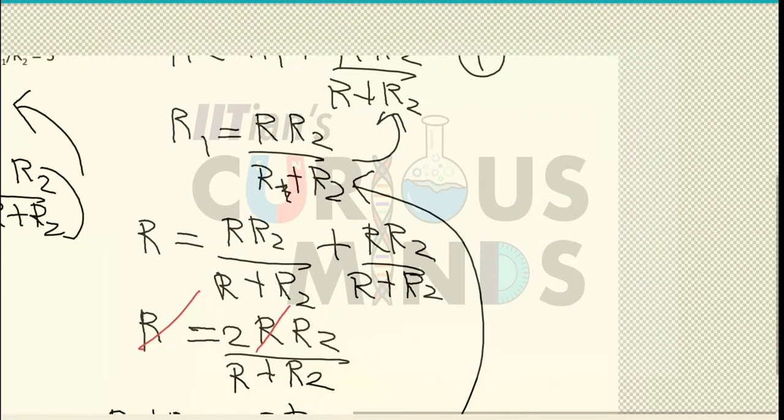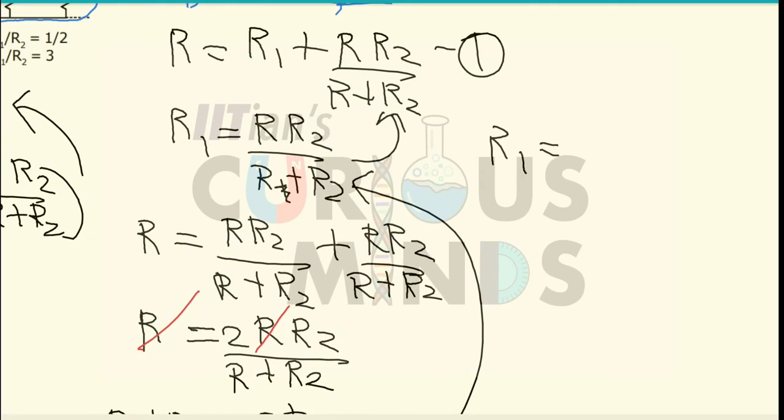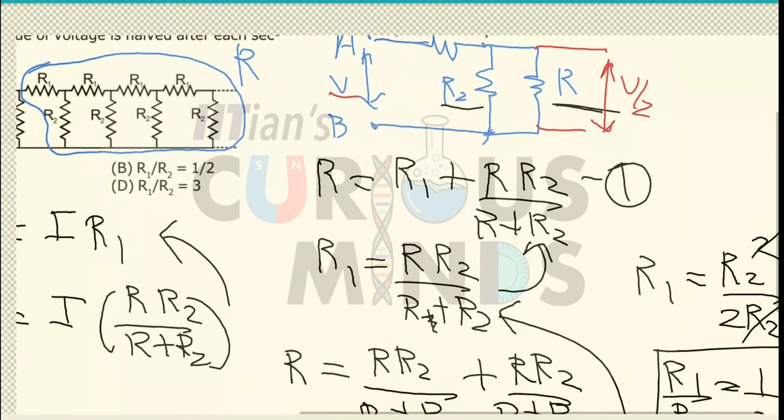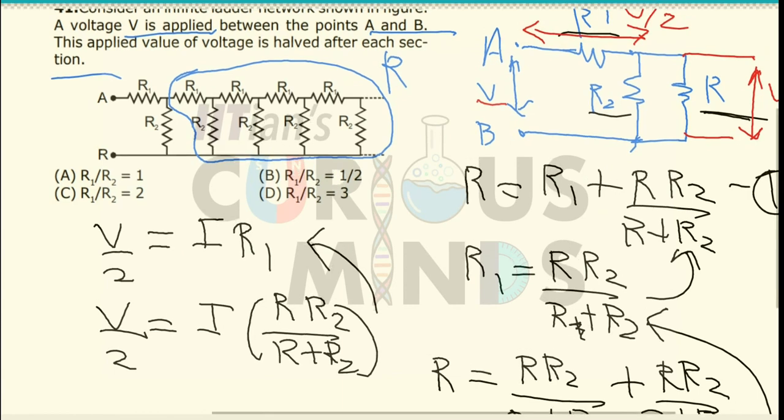In the first equation, R1, instead of R I will substitute R2, so it will be equal to R2 square divided by R2 plus R2, which is equal to 2R2. R2 square and this will get cancelled out. R1 by R2 will be equal to 1:2. This will be the ratio of the resistance, which is equal to option number B.